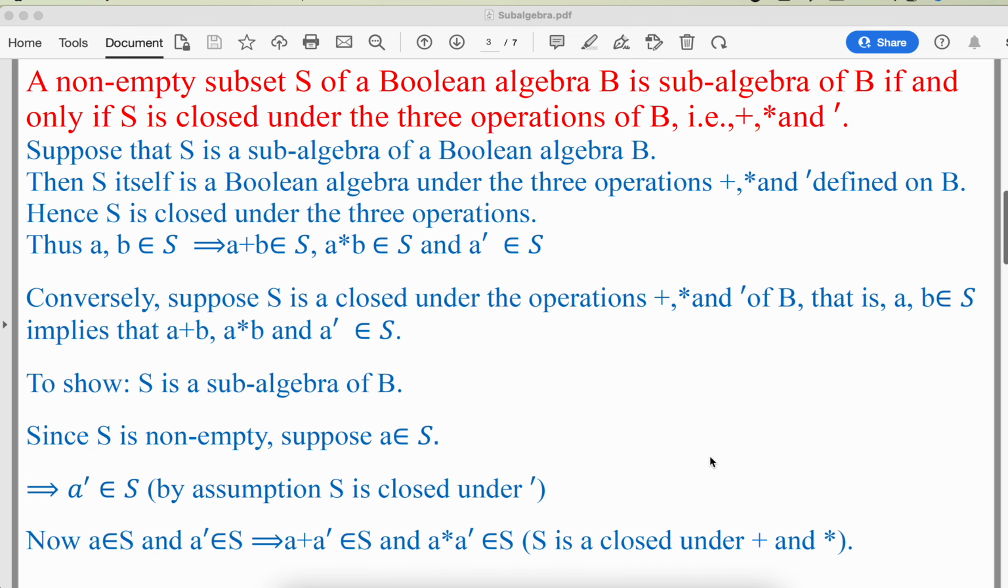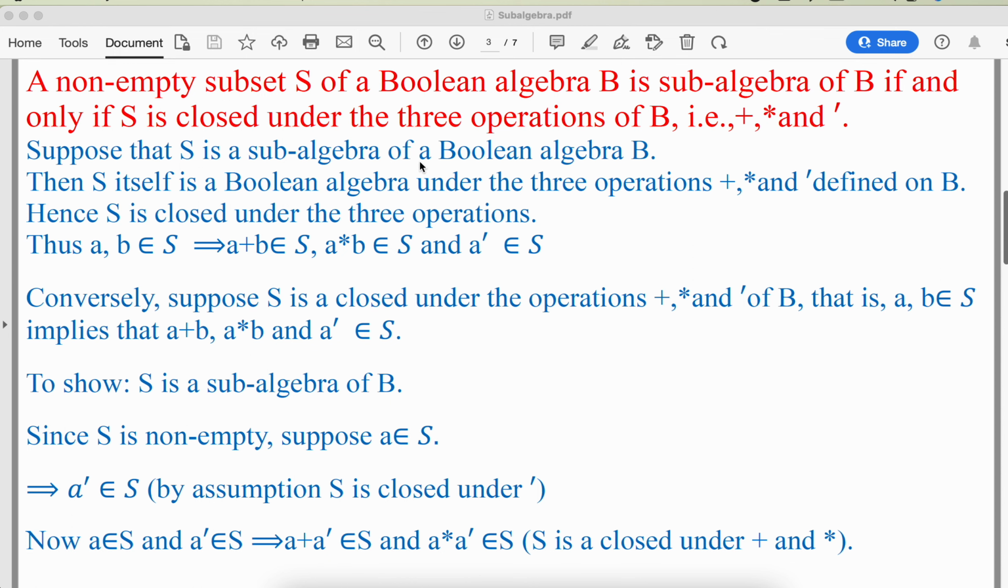Now we have one result. A non-empty subset S of a Boolean algebra B is a subalgebra of B if and only if S is closed under the three operations of B. What are the three operations of B? Addition, multiplication and complementation.